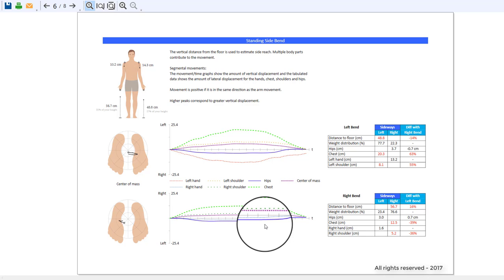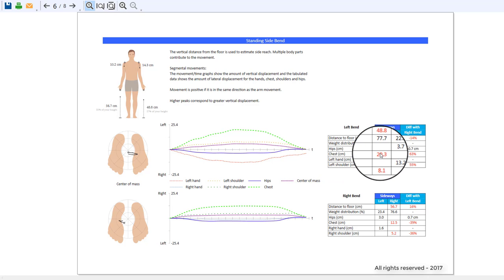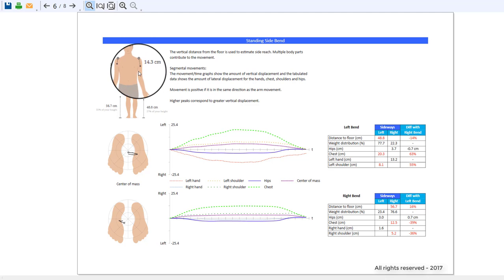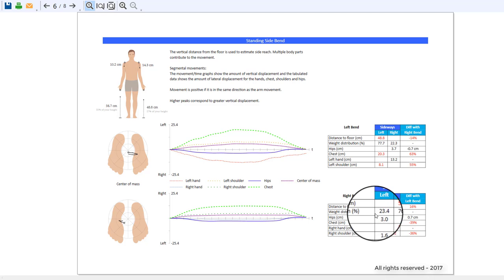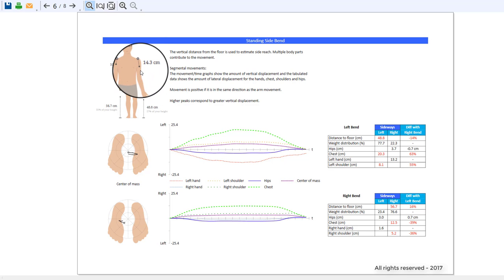The chest, on the other hand, bending to the left, moves a lot further at 20 centimeters laterally and 14 centimeters vertically. Bending to the right, 10 centimeters vertically and just 12 centimeters laterally. So the bending performance is much better to the left than it is to the right. And this, of course, could be a restriction in the joints, it could be muscle tightness, it could be pain avoidance. There are many, many explanations that would benefit from a deeper investigation.